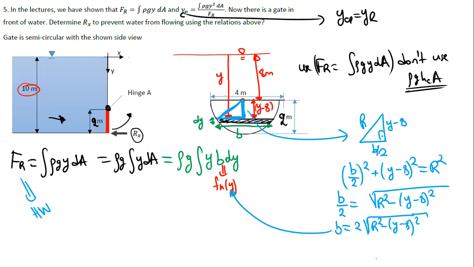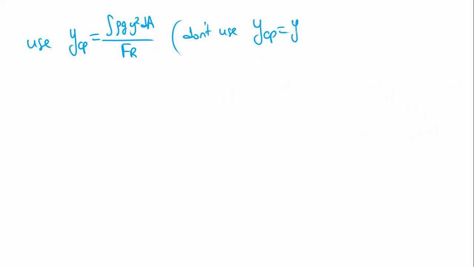So I have finished the first part of it, which is FR. Now the second part says to find the YCP. Say that if FR acts here, this one is FR, and the question says, what is the distance to that FR? YCP. Again, the question says to use this relationship: rho g y squared dA divided by the resultant force. Don't use the equation where YCP is YC plus IXXC divided by YC into A. Don't use this one, but use that one, the question says.